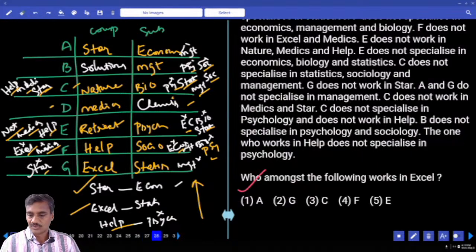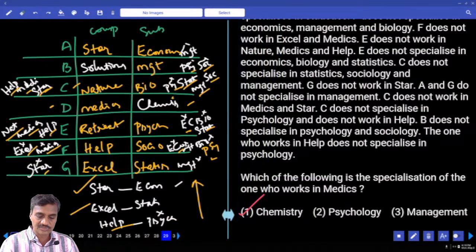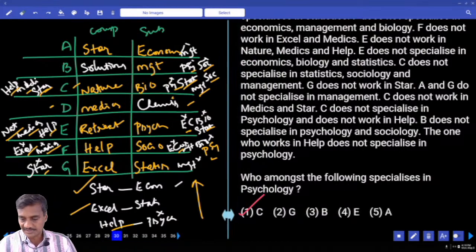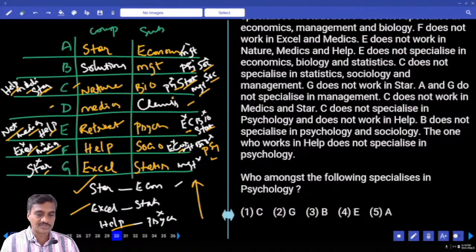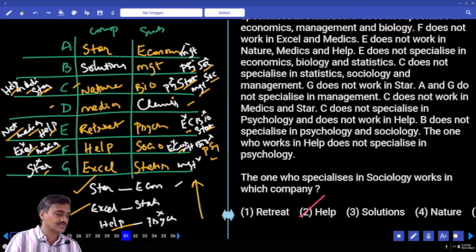Then 28. Who among the following works in Excel? Now who is working in Excel? G, choice 2. And 29, which of the following is the specialization of the one who works in medics? Chemistry, choice 1. Then 30, the psychology specialist. Who is the person psychology specialist here? E, that is choice 4. And 31, the one who specializes in sociology. Now sociology, that is F, and he is working in health, choice 1.